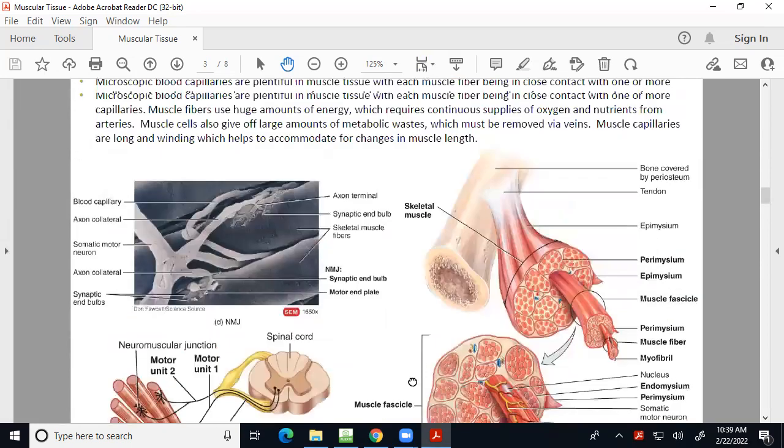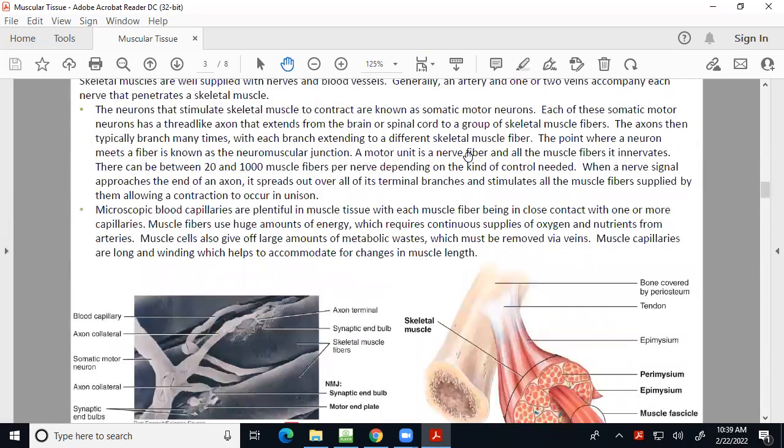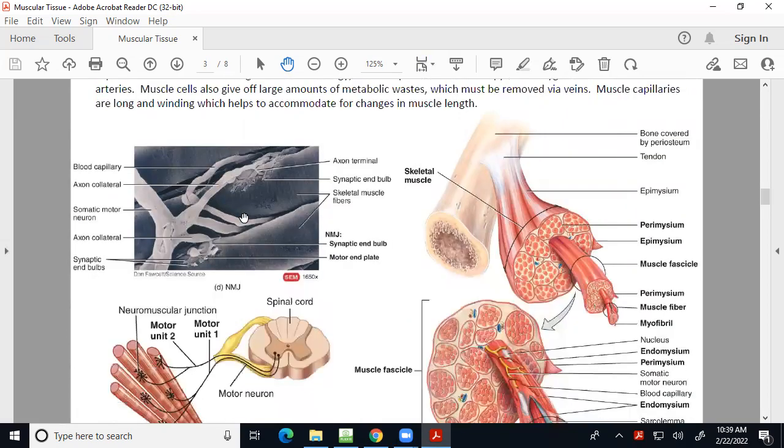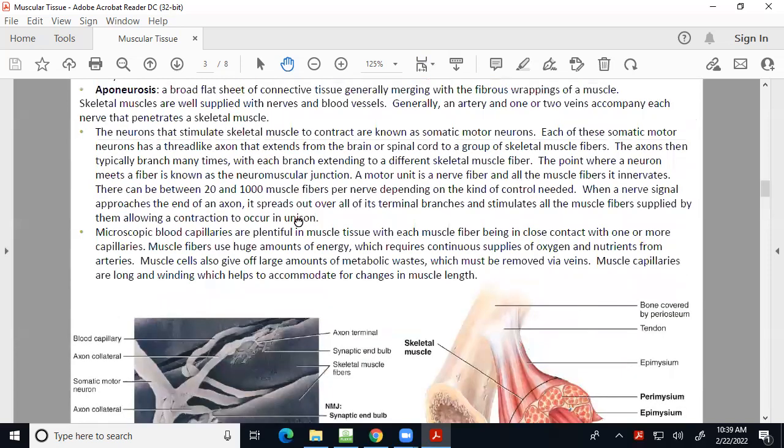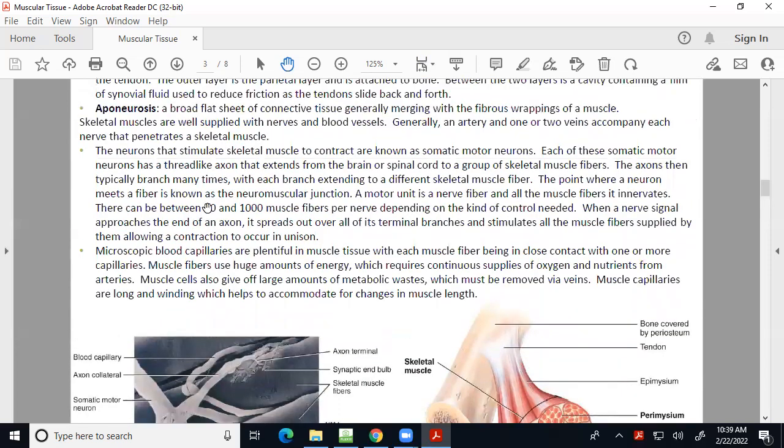Now, looking down here, instead of being labeled as neurons, you can see they are labeled as motor units. A motor unit is a nerve fiber, or a neuron, and all the fibers that it innervates. So in this case, it's this neuron plus these three muscle fibers, and this motor unit is this neuron plus these two muscle fibers. Generally, it can be as few as 20 muscle fibers or as many as 1,000 muscle fibers, depending on the type of control that's needed.